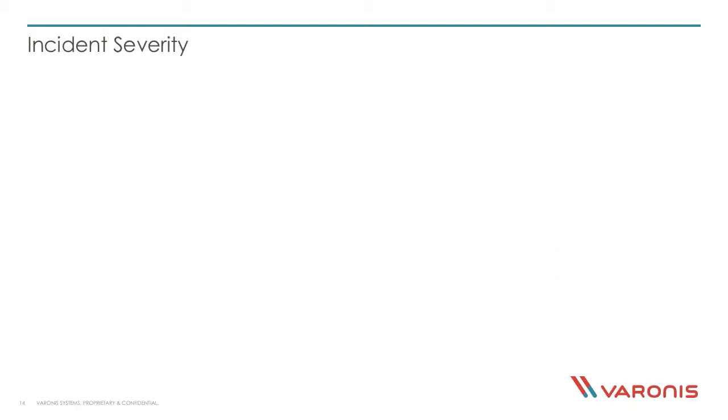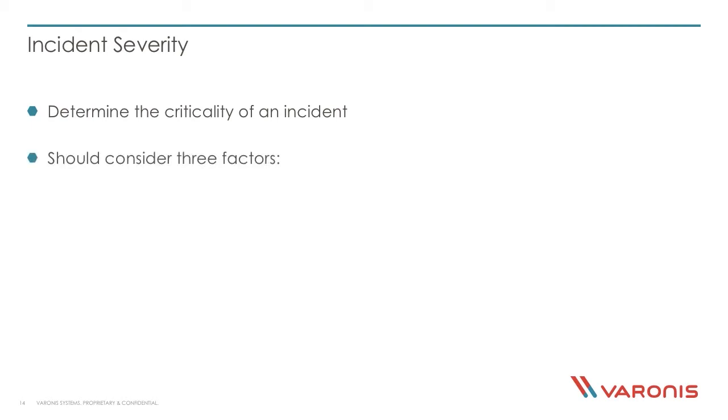Another very important definition is the incident severity. Basically, this defines how critical an incident is. This criticality should be based on 3 factors. First, the attack criticality. For example, an SQL injection is a very critical attack, while a cross-site scripting is a medium attack. The second factor is like data criticality, which we discussed in the previous slide.